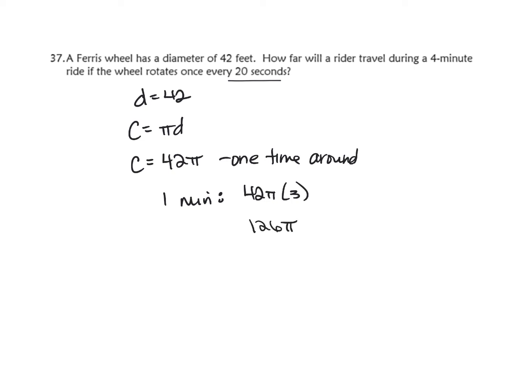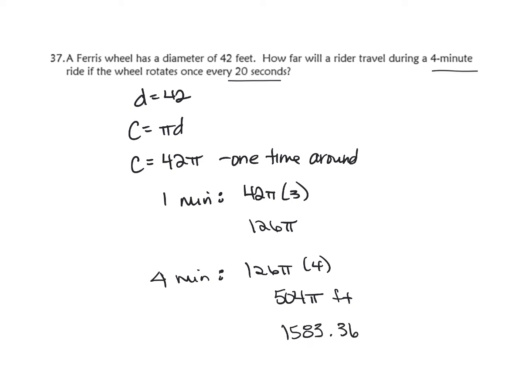Okay, but this ride is actually 4 minutes long, right? So I need to take 126 pi times 4 for 4 minutes. So 126 pi times 4 gives me 504 pi feet. You can leave it as that. If you type it into your calculator, you have 1,583.36 feet.